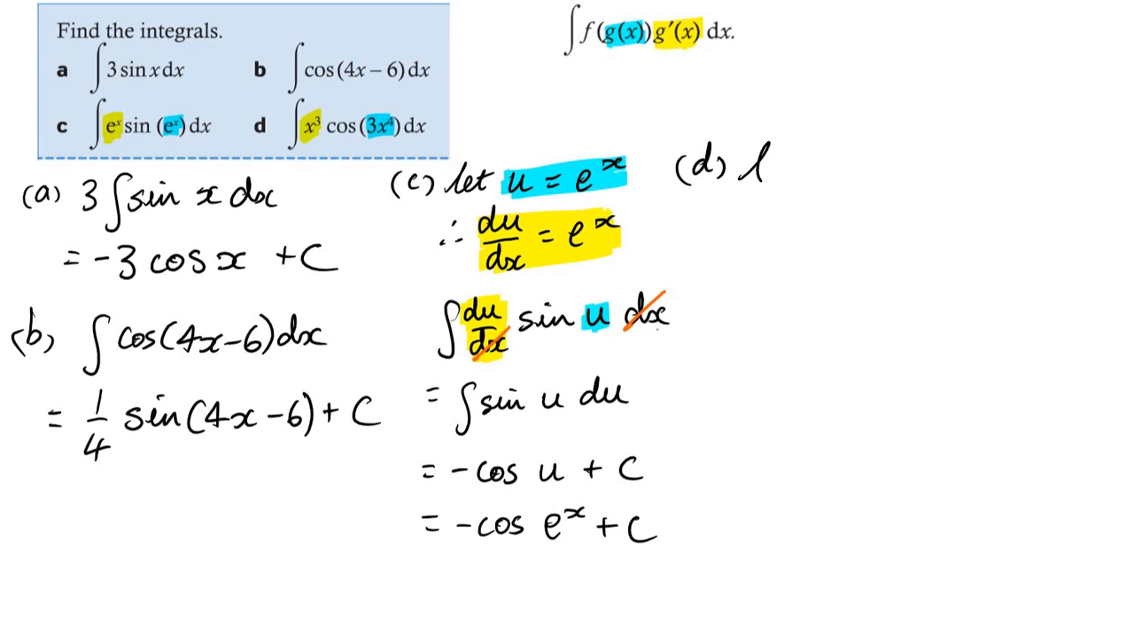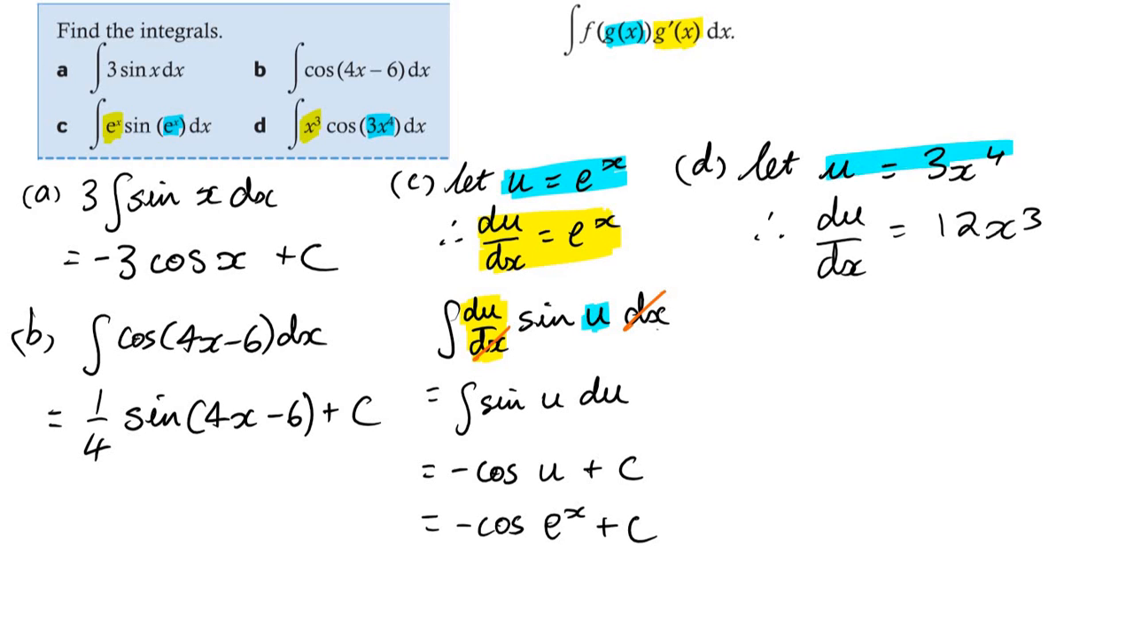Alright, D. Start the same way. Let u equal 3x to the power 4. Therefore, du dx equals 12x cubed. Alright, we have an inner function, but we don't yet have what we've highlighted in yellow there. To get that, which is x cubed, I would need to divide by 12. And so I must do that on the other side. So 1/12 of the derivative of the inner function will give me x cubed. And that's what I can sub back into the integral.